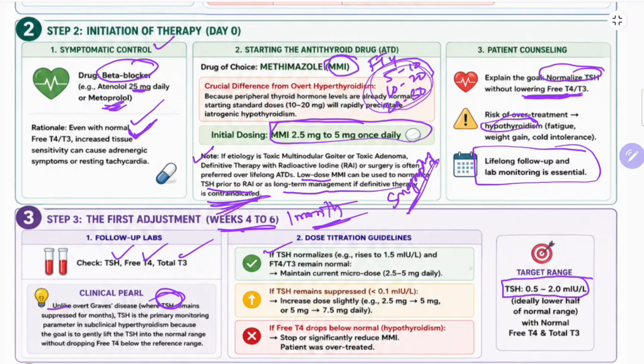Now if TSH normalizes, meaning it is between 0.5 and 2, and FT4 and T3 remain normal and are not going up, then maintain the current dosage. If TSH remains suppressed, meaning the low dose is not working, then increase the dose slightly by 2.5 mg. Now if free T4 drops below normal, meaning the patient is being pushed into hypothyroidism, then either stop or significantly reduce the dose of methimazole, because the patient was overtreated. So these points should be remembered.